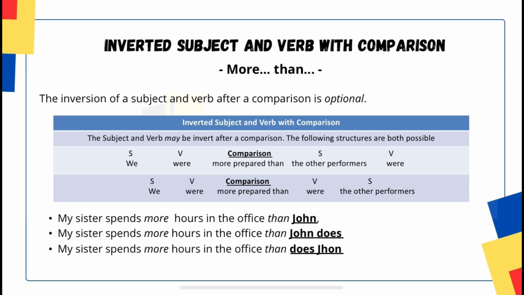So my sister is the subject, and the verb is spends, and then the comparison expression here, more hours in the office than, can be followed by subject, verb. The subject is John and the verb is does, or it can be inverted: does, the verb, and then the subject John. So all of these are possible. It depends on what the options are in the question.